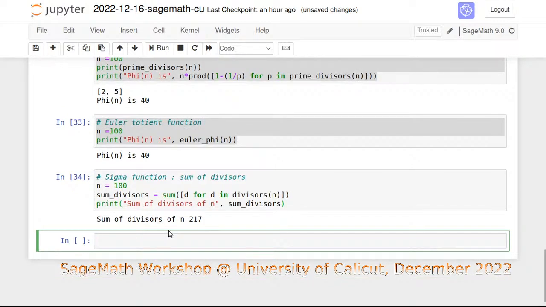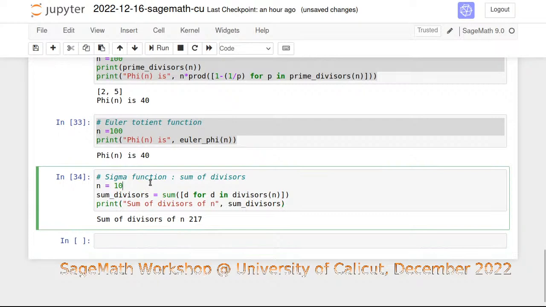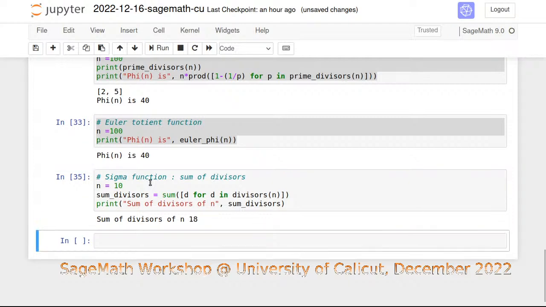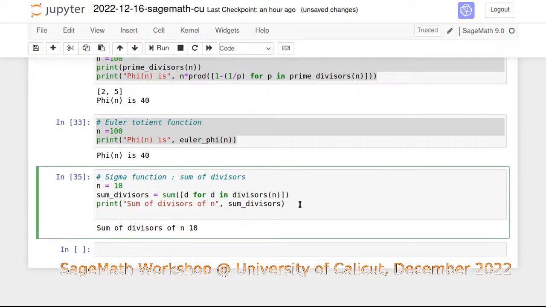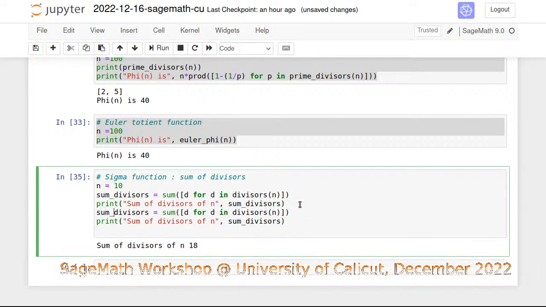It's 217. Maybe we can try with 10. So the divisors are 1, 2, 5, 10, so 1 plus 2 plus 5 plus 10 is 18. What about the sum of squares of the divisors? Call it as square. Just take d square.